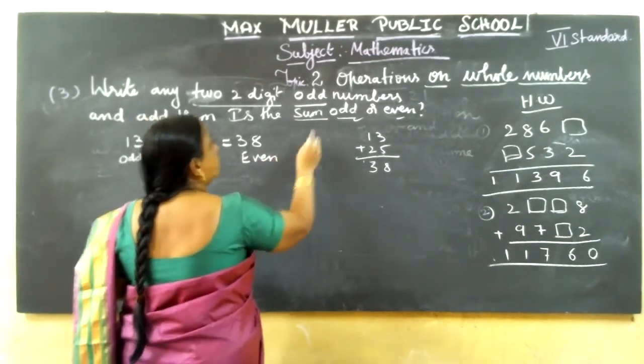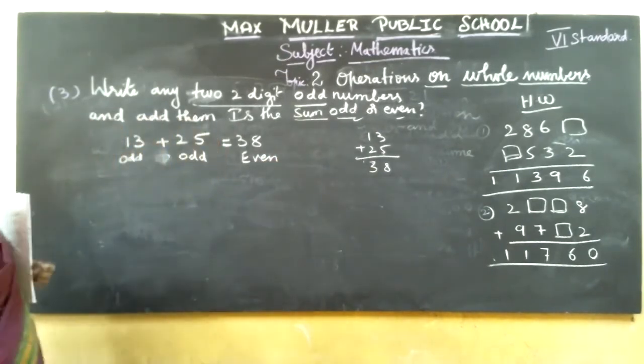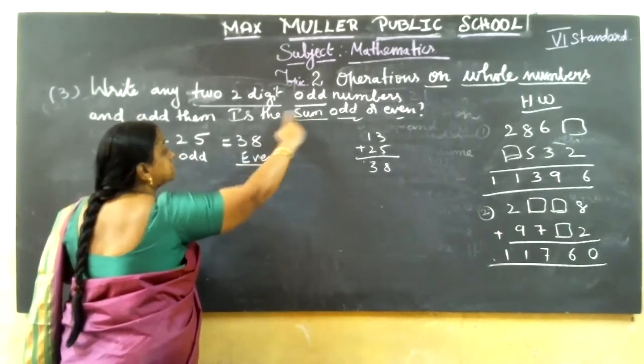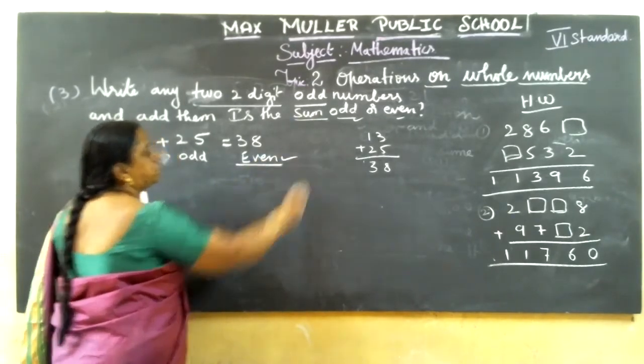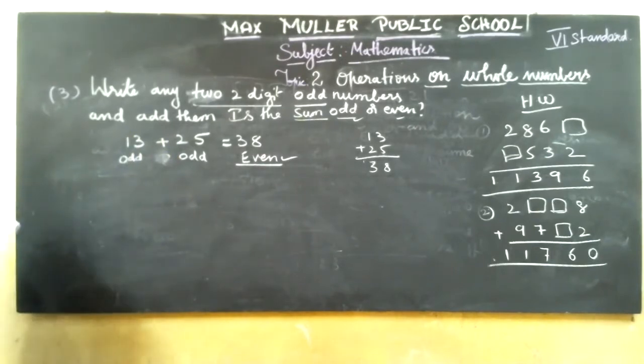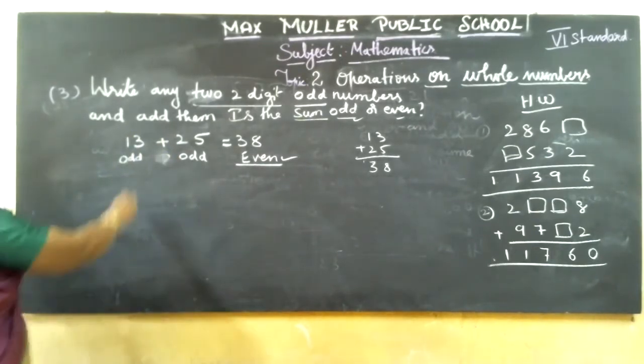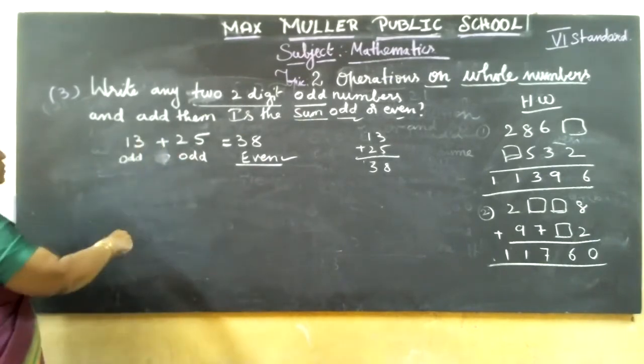Even number. What we got, odd here: if you add two odd numbers, we'll get the answer as even. So your sum is what, even or odd? Even. Clear now? Are you getting it? The sum is what number? Even number. So if you take any two, not only this, I'll give one more example.